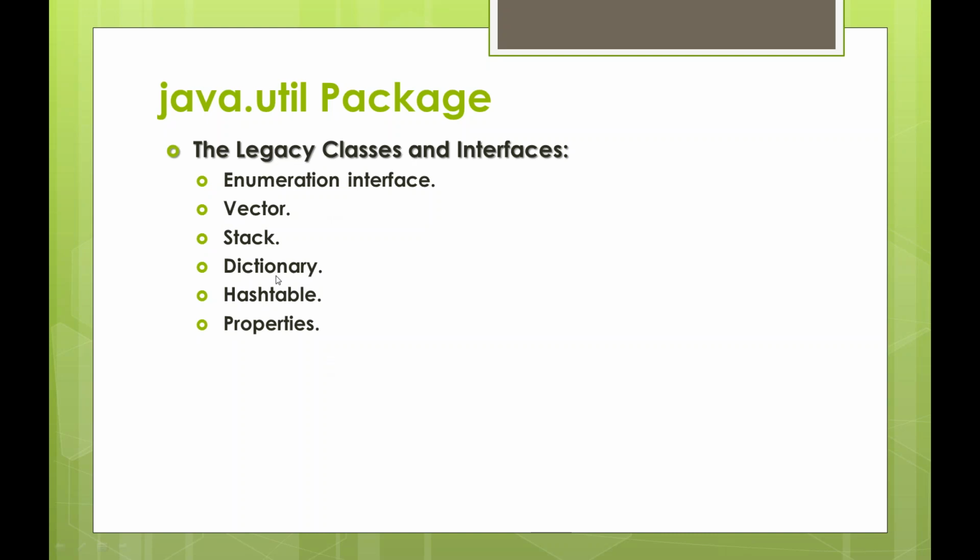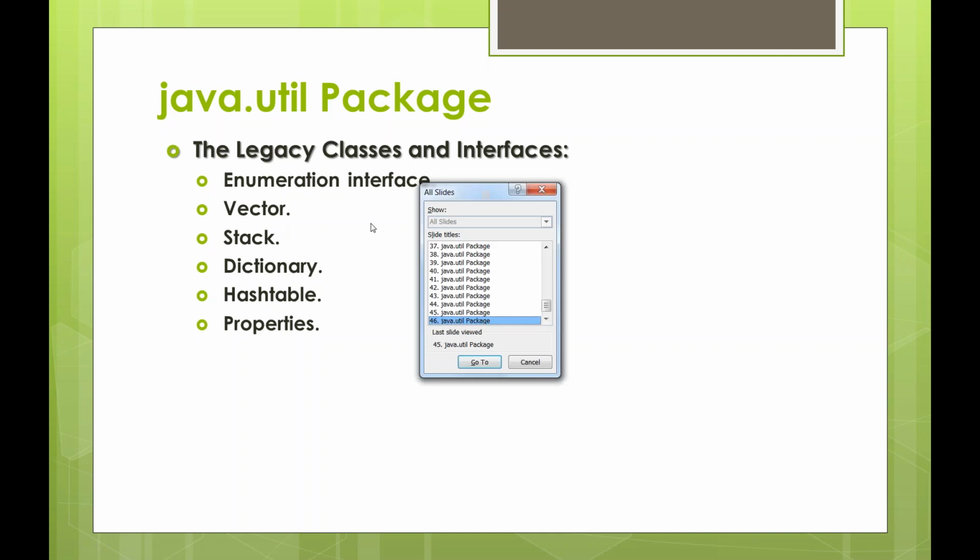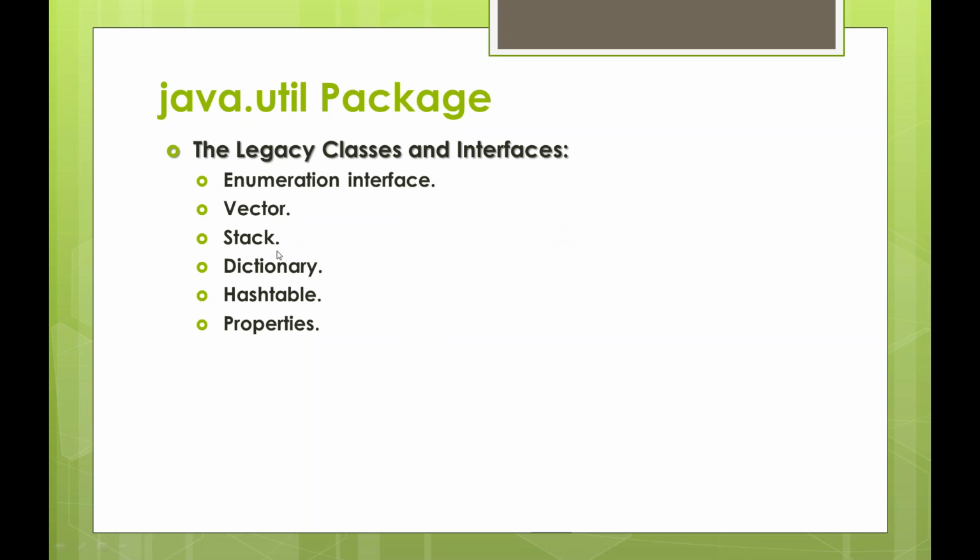So these are like your list and sets. Vector is similar to your array list. Stack, as you know, is last in, first out. You stack a set of objects, and when you are retrieving, you retrieve from the top. Whichever is kept last, you retrieve that one first. Last in, first out. That is the stack behavior, and that is what is done here.